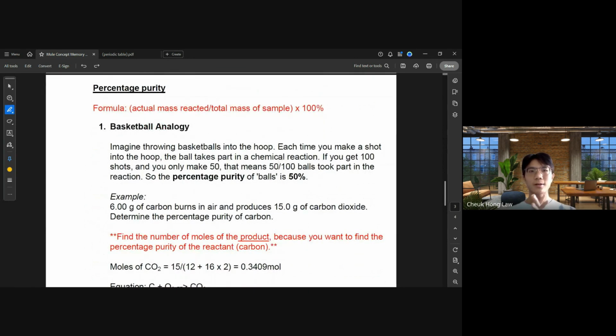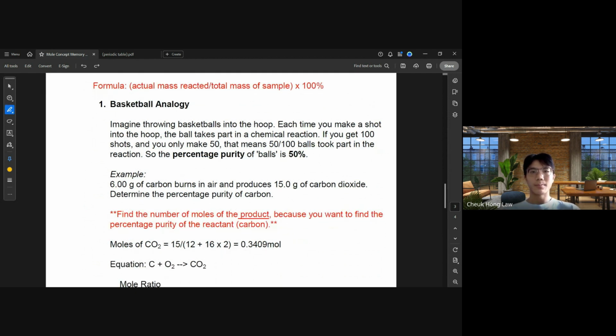Okay, then the next key concept is percentage purity. The formula for percentage purity of a substance is the actual mass reacted divided by the total mass of the sample. Which means you're given the total mass of a sample of a reactant, but not all the sample will react with the other substance. Only a certain percentage of it will react, and that will be the percentage purity. Then times 100% to get a percentage.